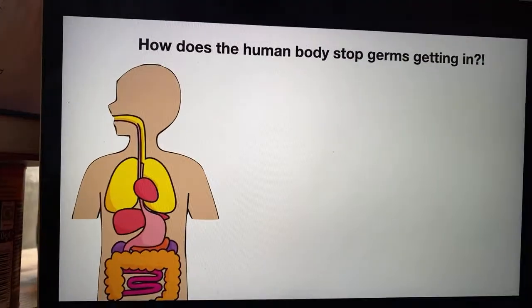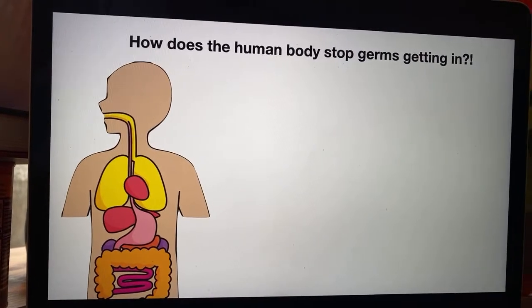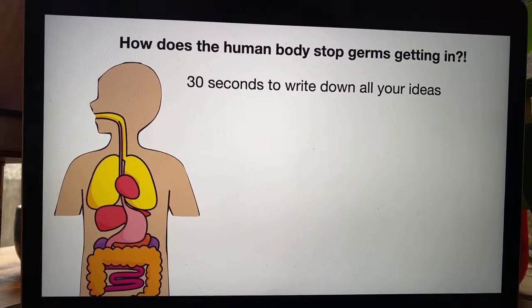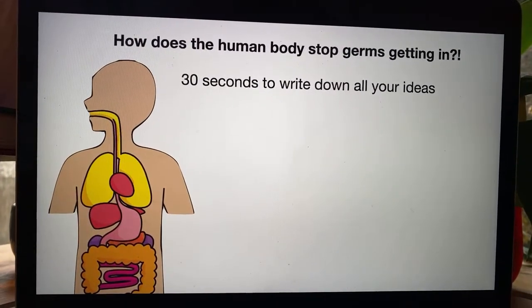I'm just going to give you 15-20 seconds to write down as many ways as you can think of that the body is stopping that pathogen from getting in. Try and go really obvious. Here's a picture of a cut up human body to inspire you. How does the human body stop germs getting in? Go on then, 30 seconds to write down all your ideas, but you've had 10 seconds already.